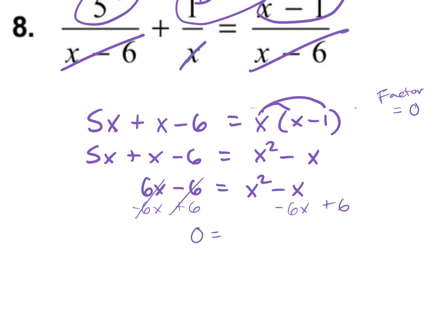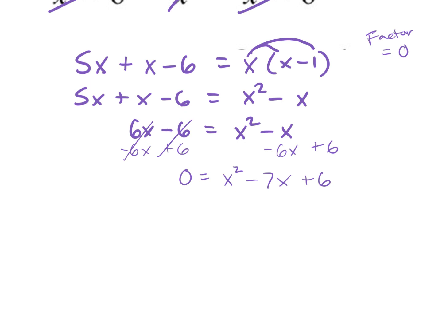So this is 0 is equal to x squared. What is negative x minus 6x? Negative 7x plus 6. Now we can factor. Do I have two factors of 6 that add to negative 7? Negative 6 and negative 1. So x minus 6 times x minus 1 is equal to 0. What would I do next? Set them both equal to 0.